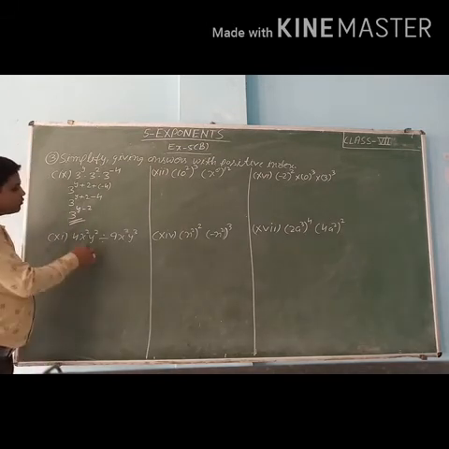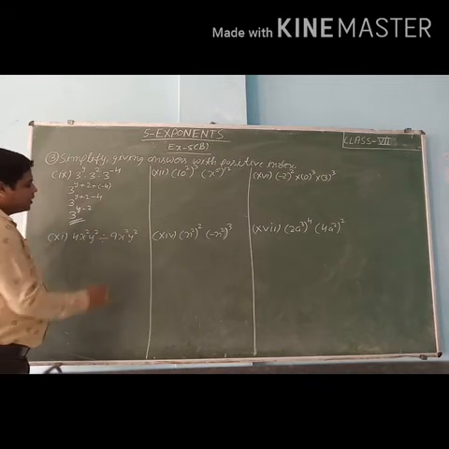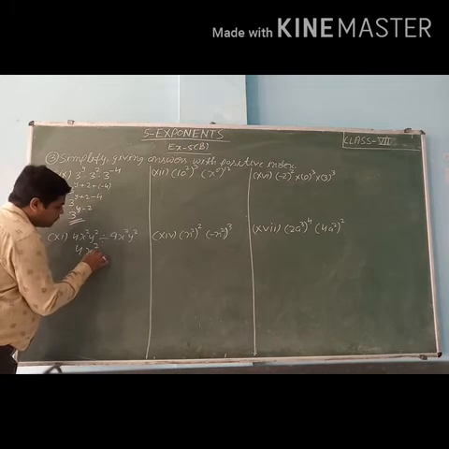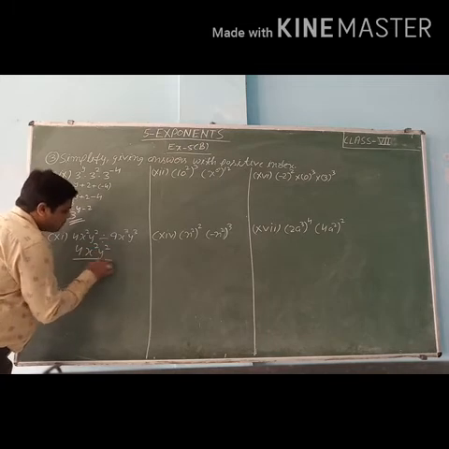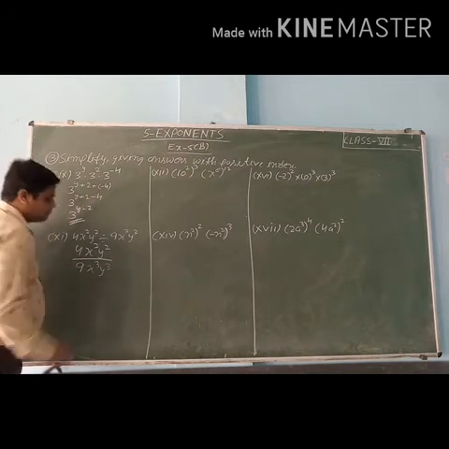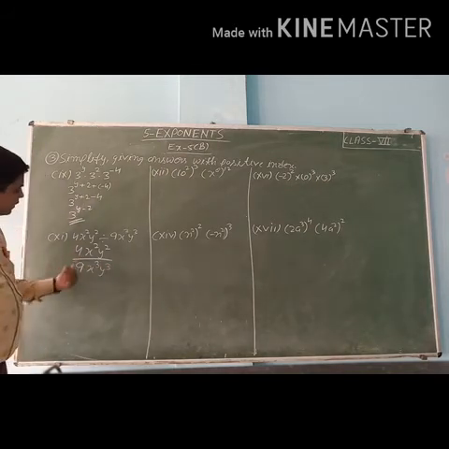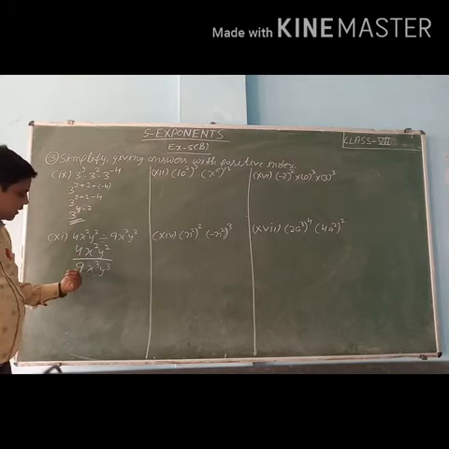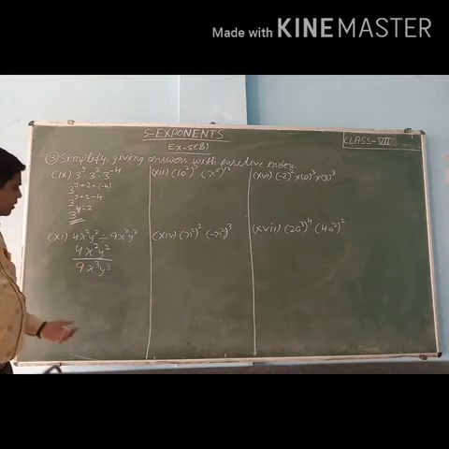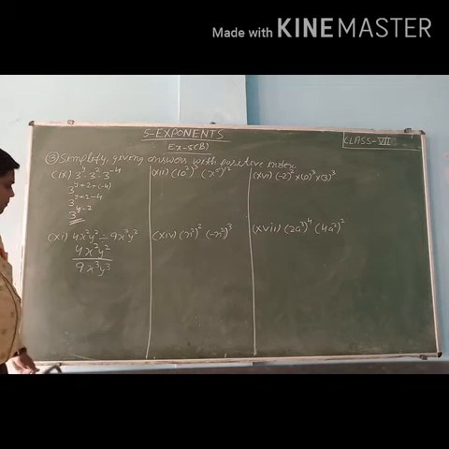4x square y square divided by 9x cube y cube. First of all it is better to write it like this: 4x square y square upon 9x cube y cube. If 4 and 9 are divisible by any number, we can divide. If not divisible, we will write as it is.